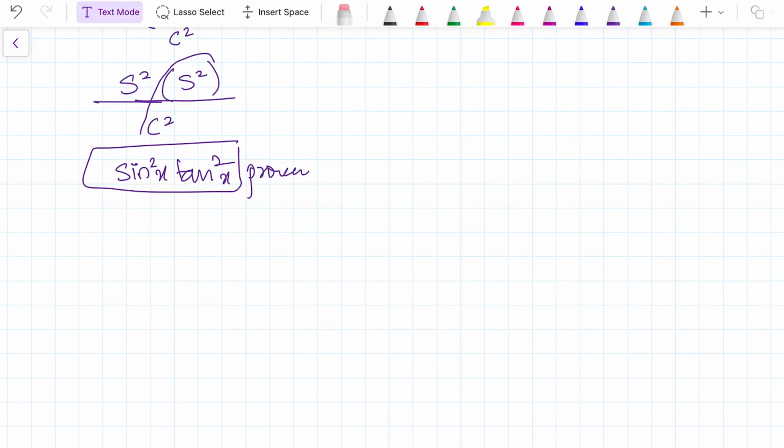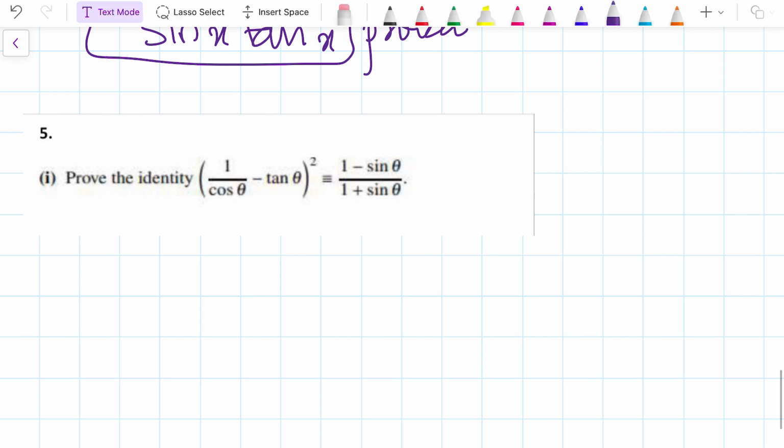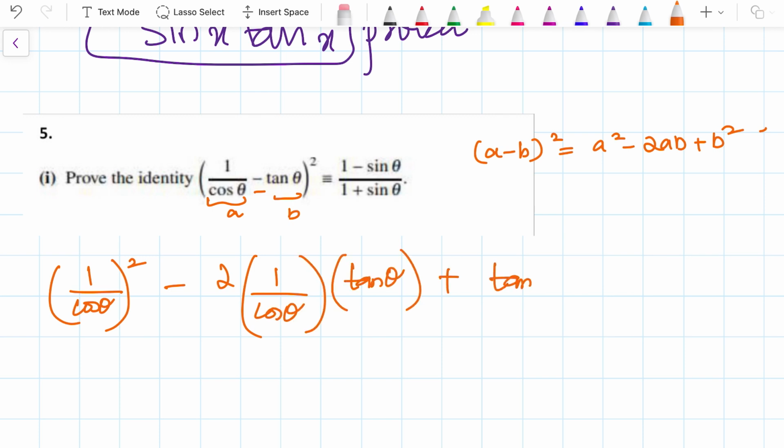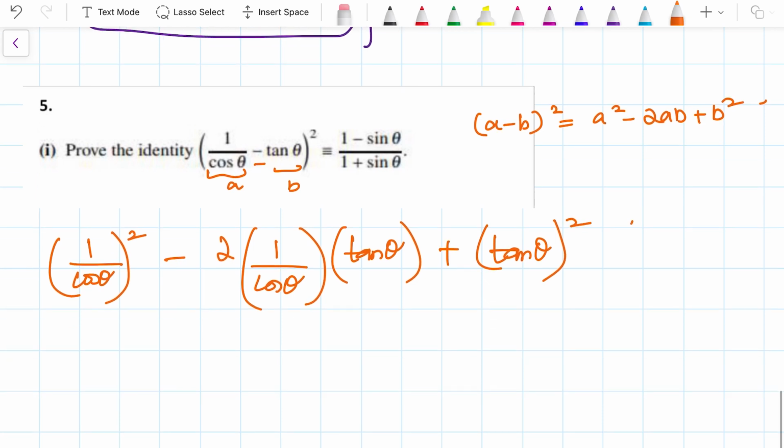Some more questions. Prove the identity. So this is an a minus b the whole square. I'll open it up: a minus b the whole square is a square minus 2ab plus b square. Minus 2ab plus b square. Now 1 upon cos square, 2 tan theta upon cos theta plus tan square theta.